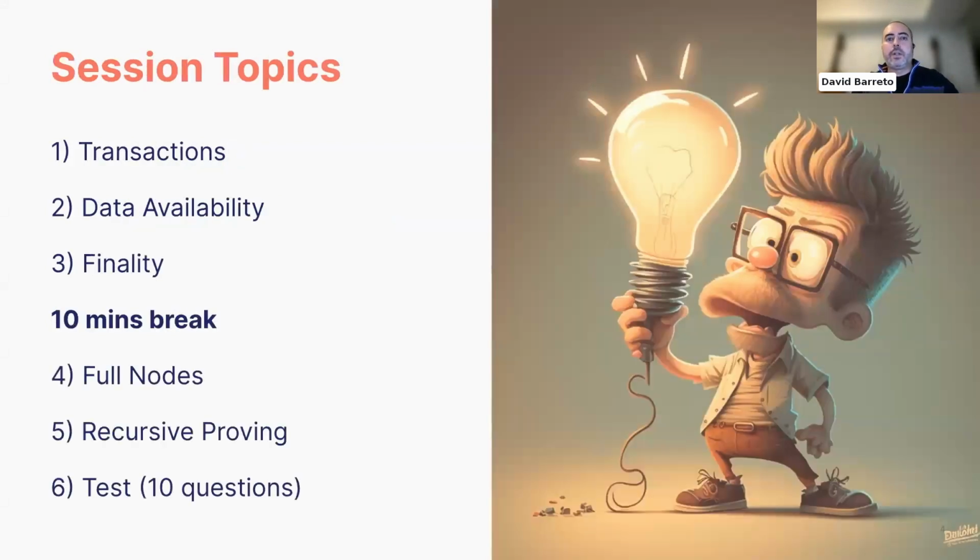Topics covered today: we're going to talk about transactions on Starknet, and data availability. This is some of the topics about what makes a layer 2 a rollup. We're going to talk about the 2 different types of finality that you find on Starknet. And then I think the break's going to come after full nodes. Then recursive proving is going to be pretty much the main topic of the session.